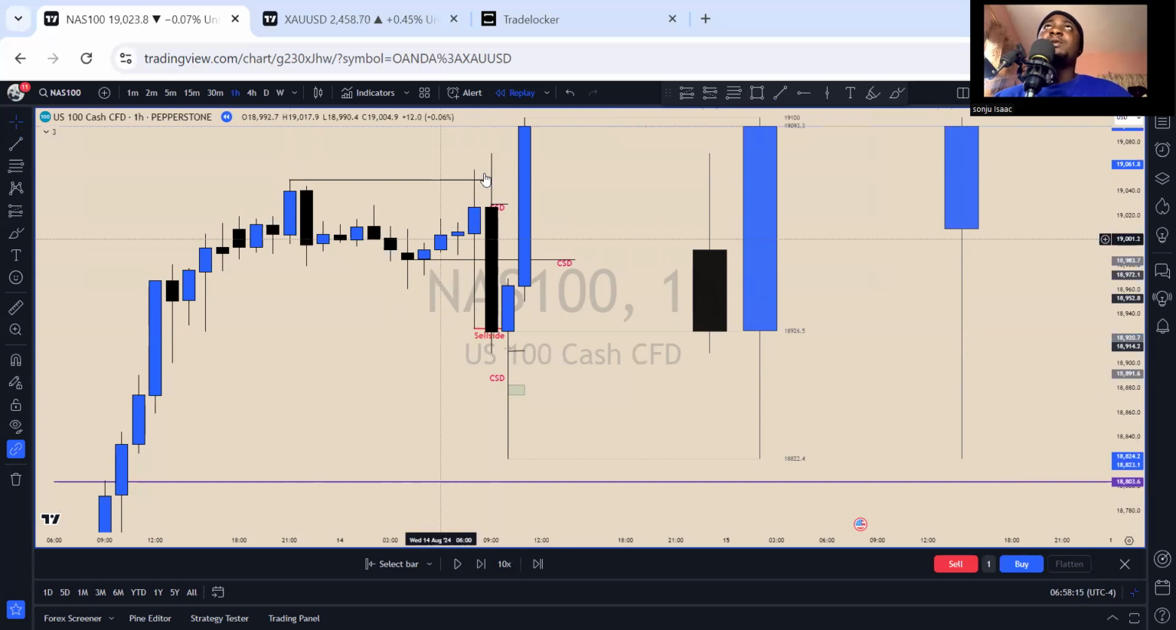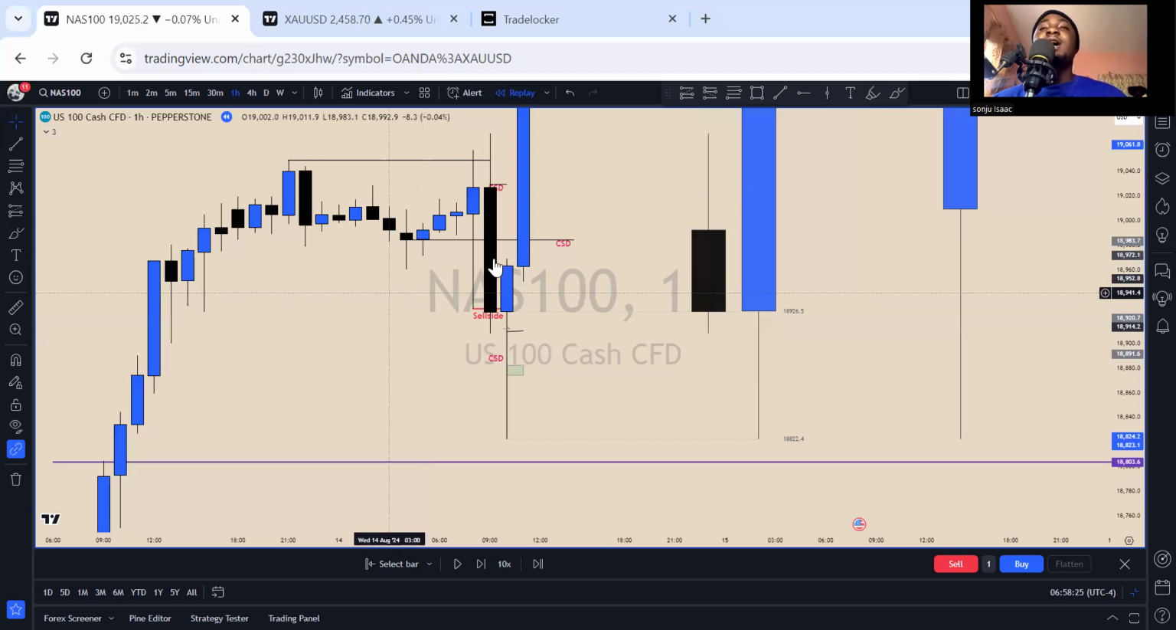So once the sweep occurred and there was SMT with these highs, and we had a close below this level, at this point I'm going now. You have to wait for this 1 hour time frame to close. I was wanting this to close, but it didn't. It went back up bullish. So I waited for this 1 hour to close.